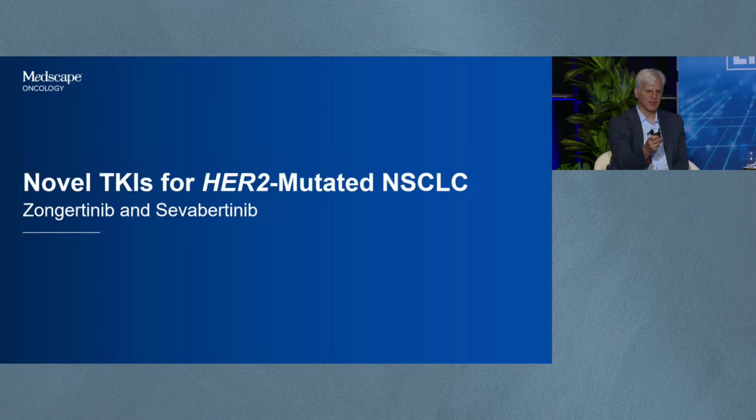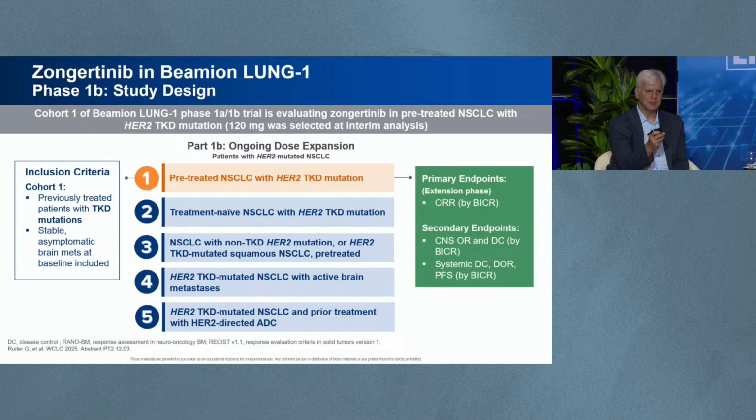So let's switch our focus now to our newcomers, zongertinib and cevabertinib. So first, let's speak about zongertinib. And this is the first experience from the Beamion LUNG-01 trial, phase 1b study design, multiple cohorts. And let's first focus on cohort 1, patients with pretreated non-small cell lung cancer with HER2-TKD mutation.